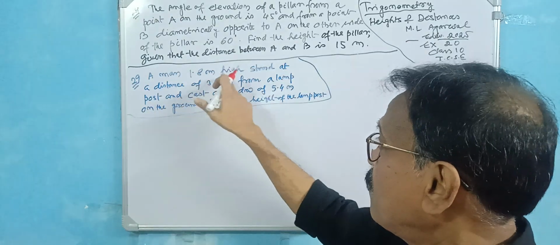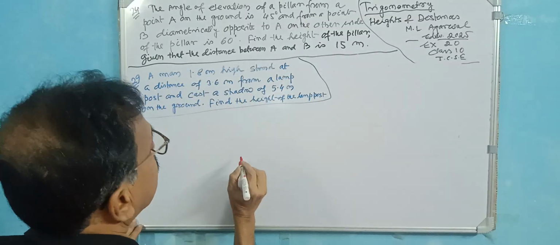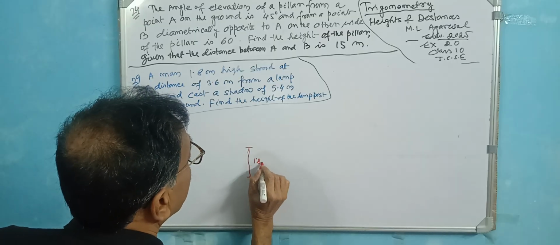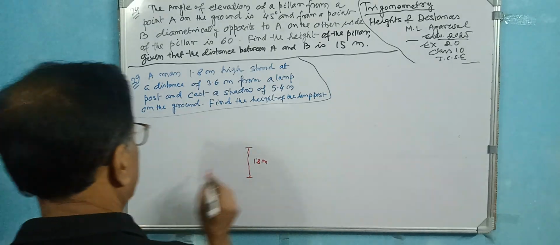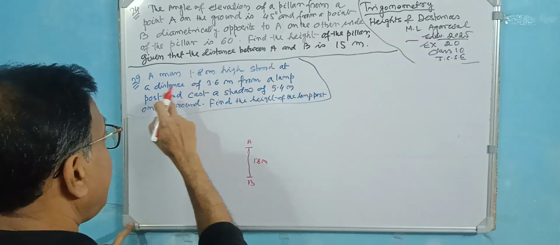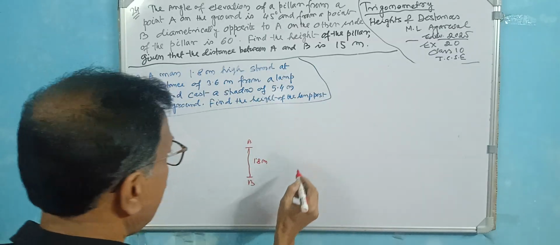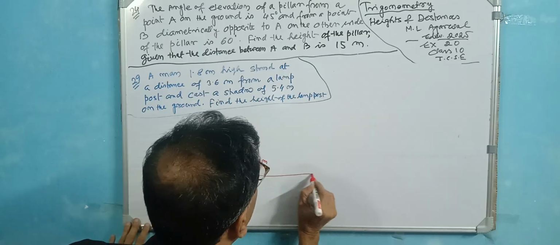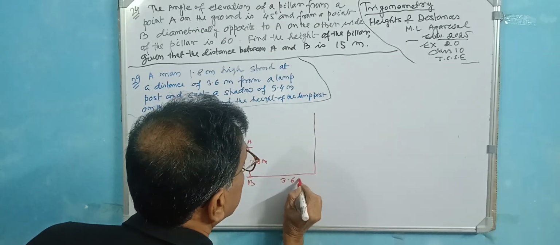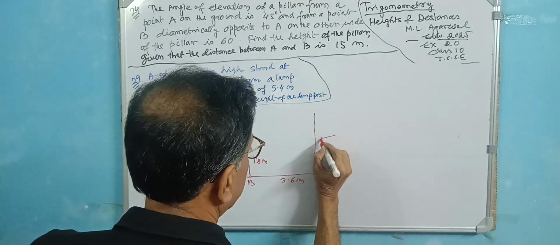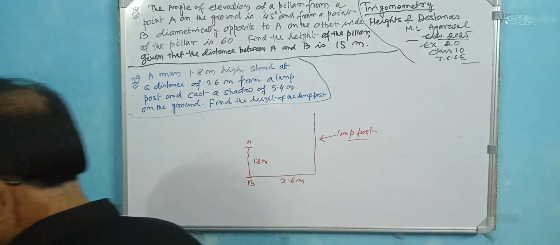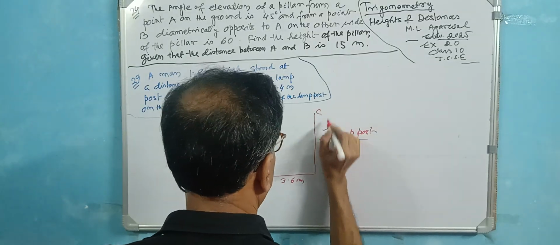A man 1.5 meter high stands. Suppose a man, 1.8 meter high, stands at a distance of 3.6 meters from the lamp. Here is the lamp, so this is actually the lamp post. Suppose the height of this lamp post is h. Suppose this is C.